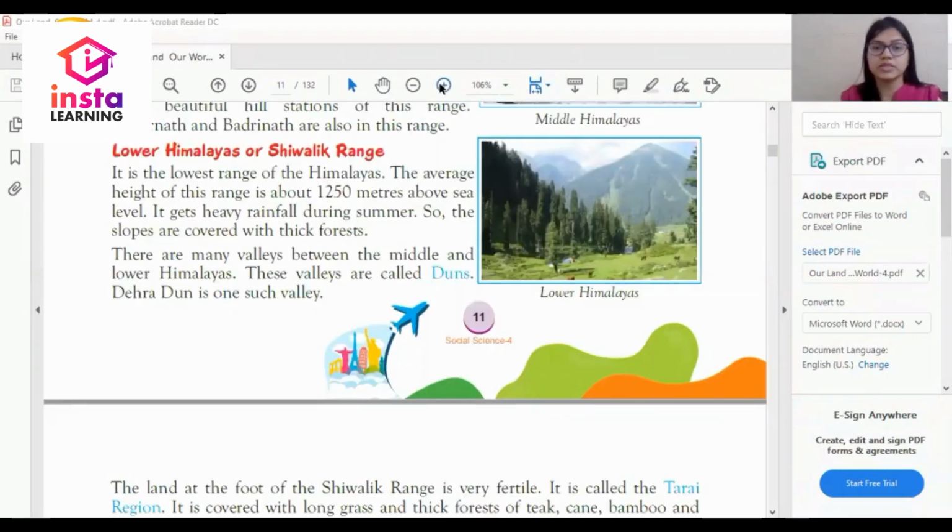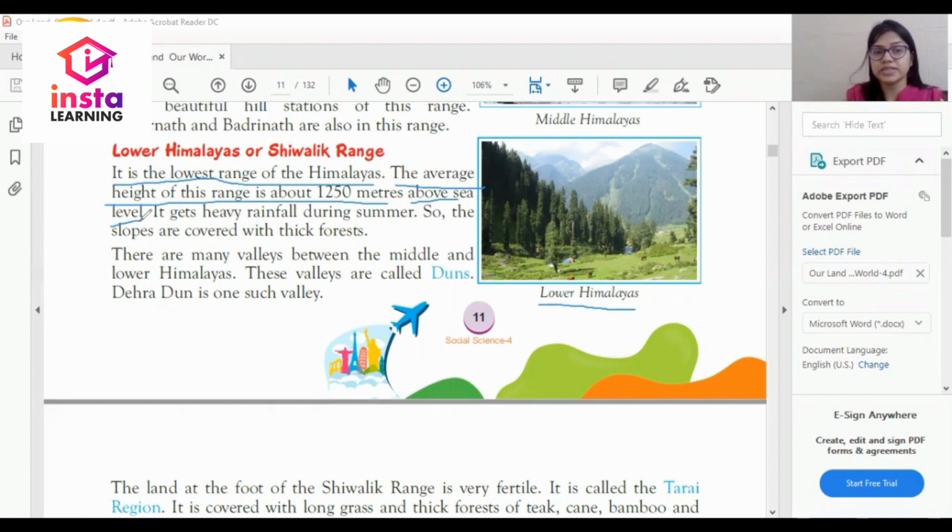So, this is the pictorial part of lower Himalayas. Dear student, it is the lowest range of Himalayas. The average height of this range is about 1250 meters above sea level.